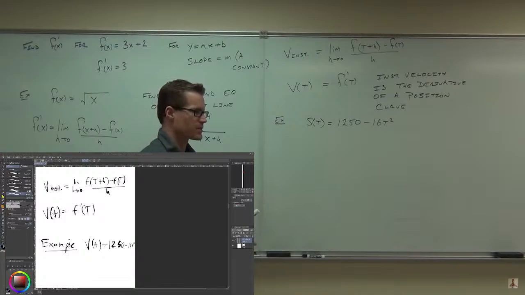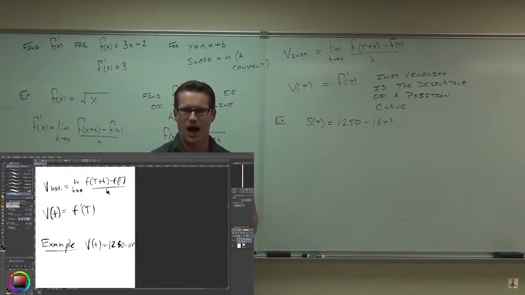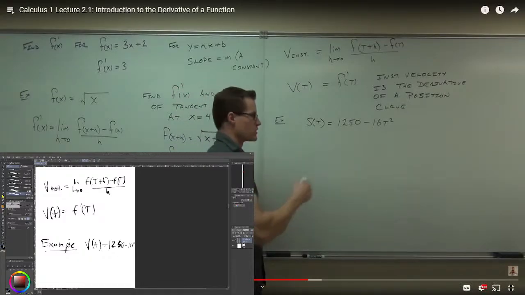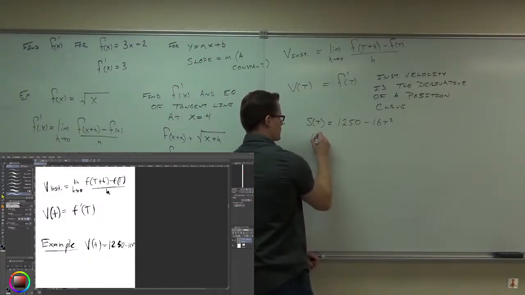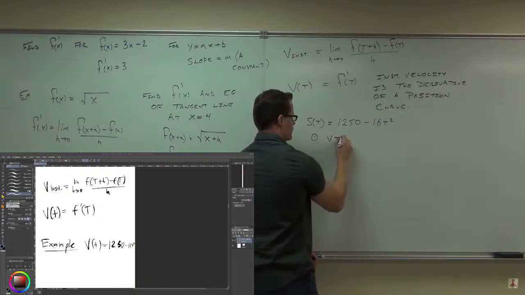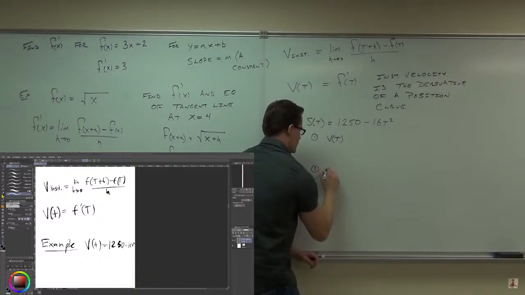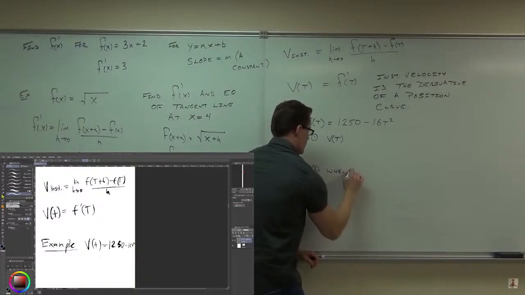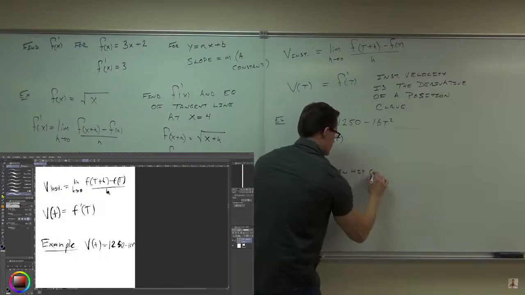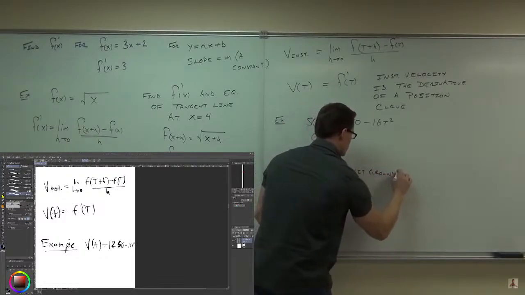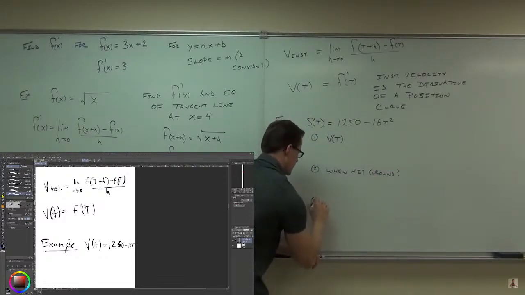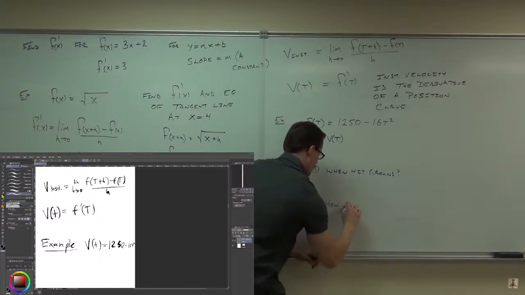I want to do 3 things. I want to find the velocity, the instantaneous velocity, the formula for that. I want to find out when this hits the ground. I want to find out what's the velocity when it does hit the ground. So 3-part question. First part, find v of t. Second part, when does it hit the ground? Third part, how fast is it going when it hits the ground?